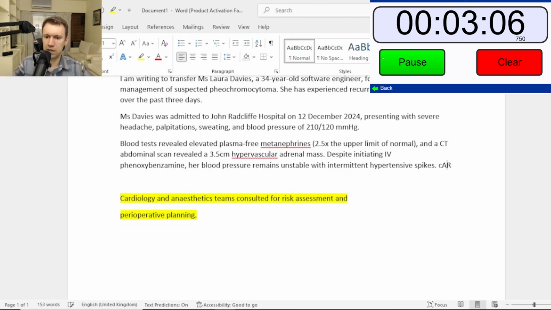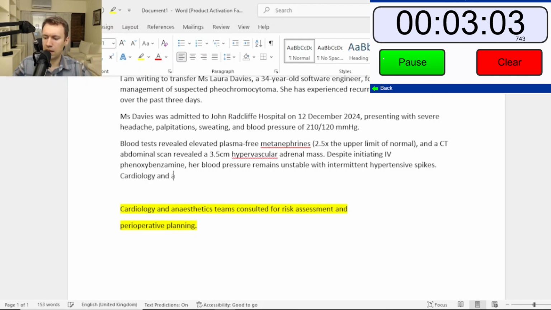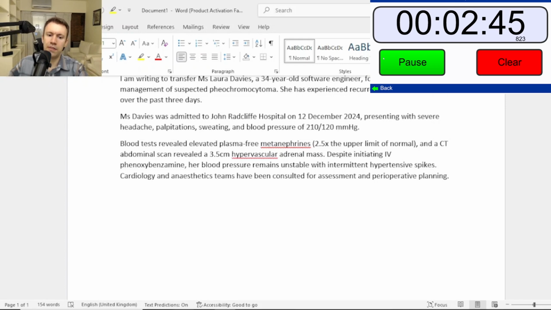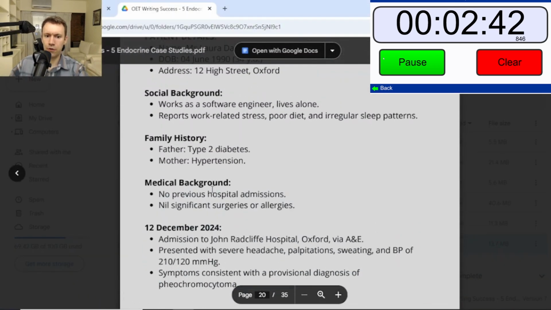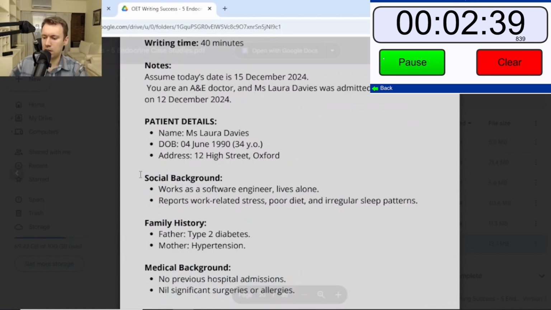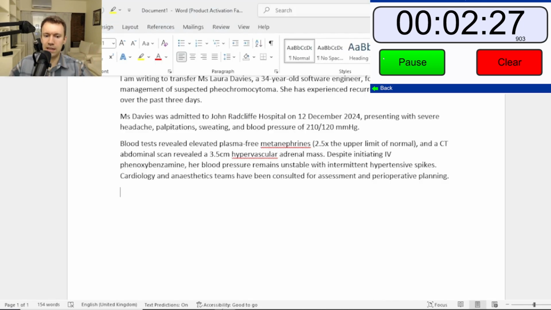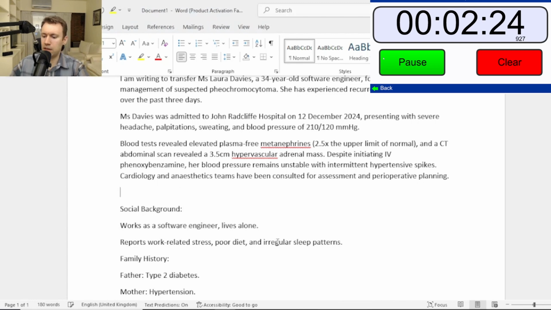And then we'll say cardiology and anesthetics teams have been consulted for assessment and peri-operative planning. Now then, we might want to include a bit of information from the social background. We're putting this lower down the letter because the less important and the less relevant for continuing care, the lower down we're going to put the information in our letter. So let's now include some of this.